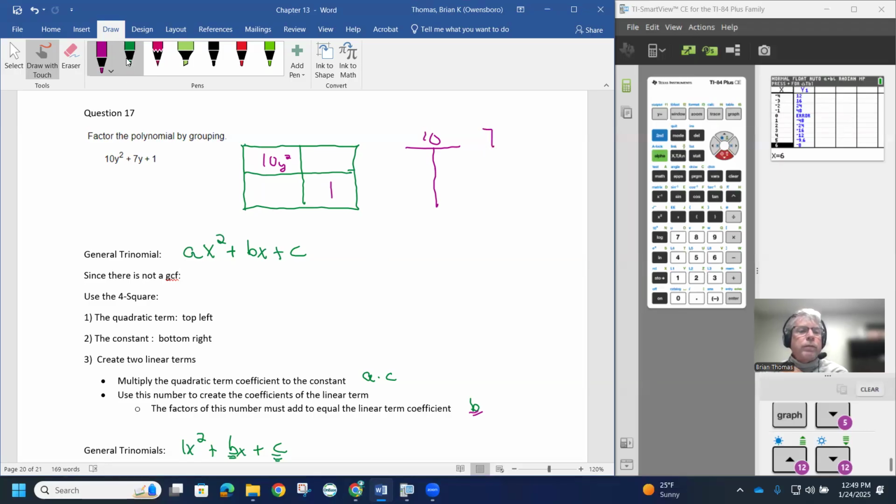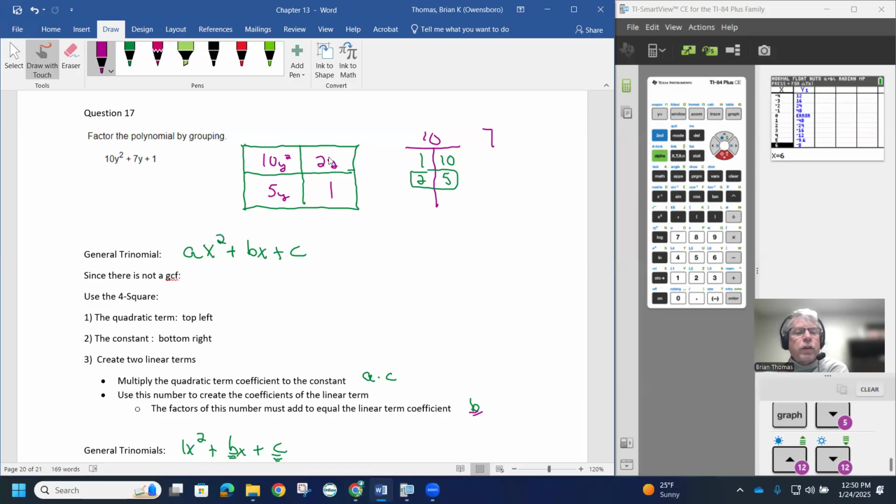So if we look at this problem, we're seeing, well, 1 times 10 is 10. 2 times 5 is 10. Notice how that 2 times 5 is 10, but also 2 plus 5 is 7. So we're going to use these to be the coefficients of my linear terms. So we're going to have this 2y and this 5y. So the 7y becomes two terms. We break it apart. Now from here, I'm just going to model the rest of this.